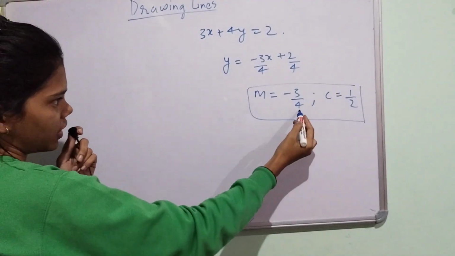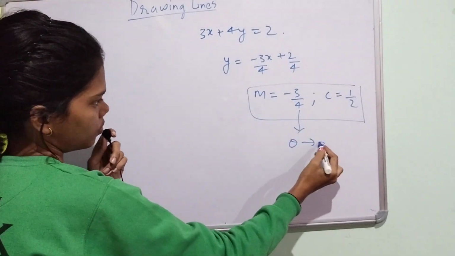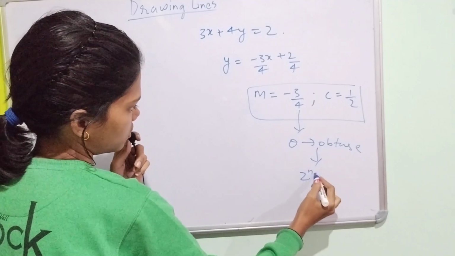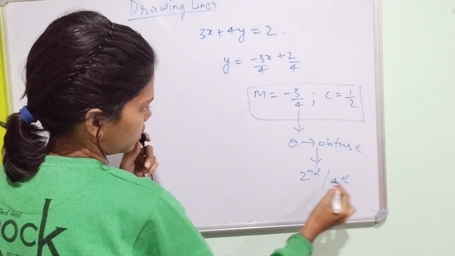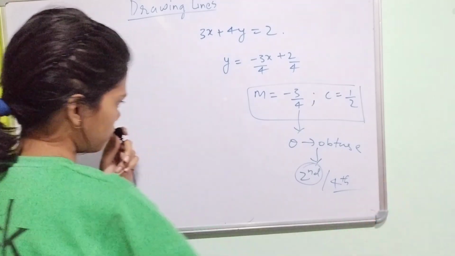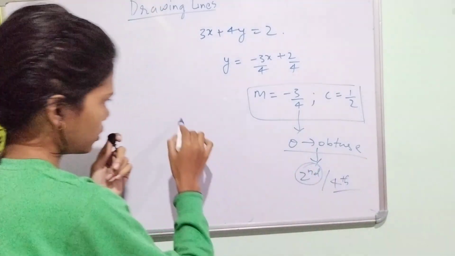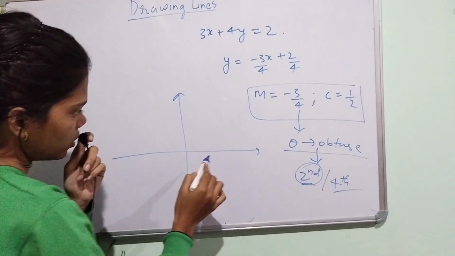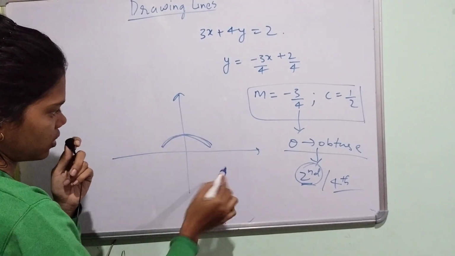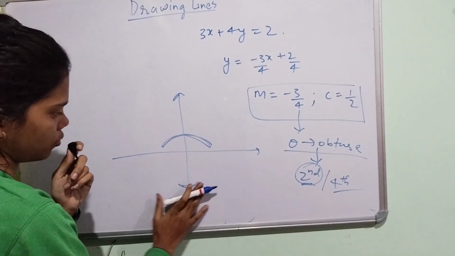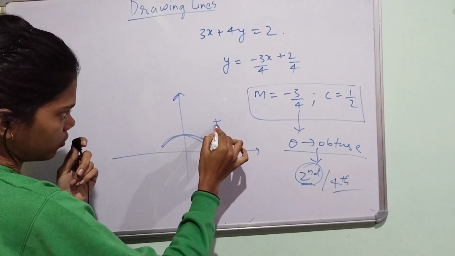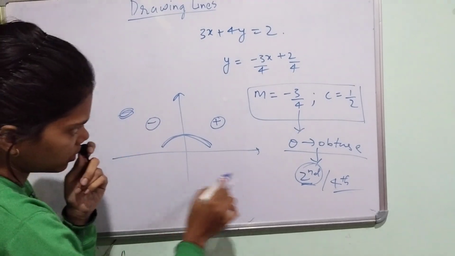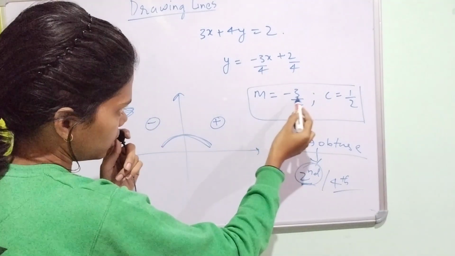Slope is negative, it means theta should be obtuse. Theta should be obtuse, it means it is lying in the second quadrant or fourth quadrant. If it lies in the second, it will automatically go in the fourth quadrant. So theta is obtuse, so you have to make it in the second quadrant. You only have to worry about these two quadrants, nothing else. These two will be automatically included. So if positive, then this quadrant. If negative, then this quadrant. So it is lying in this quadrant, and it is negative.